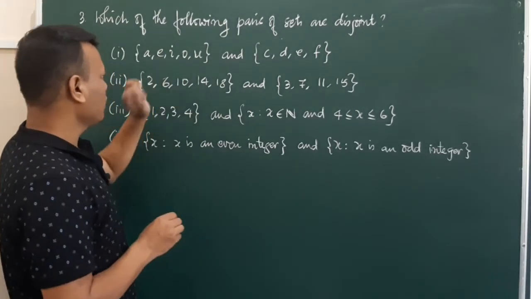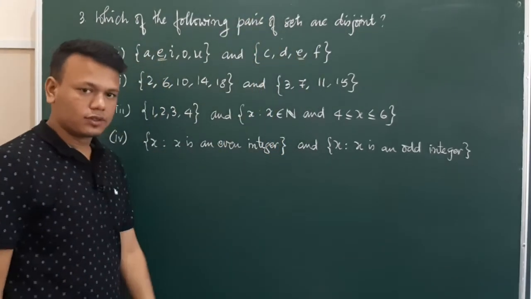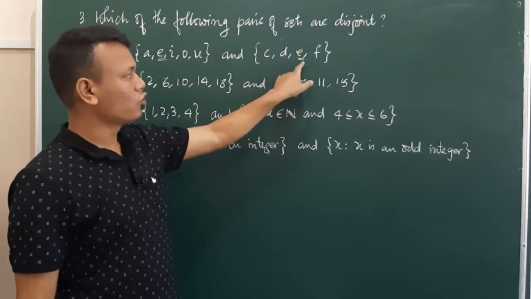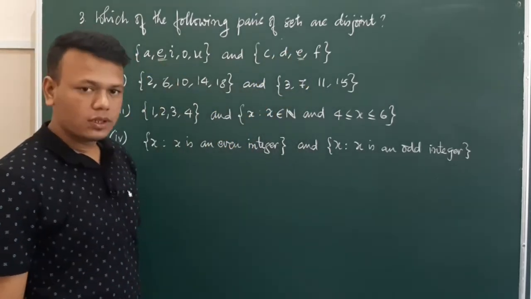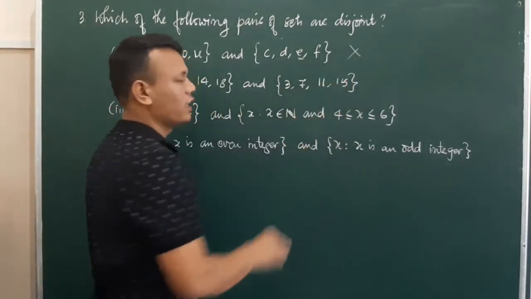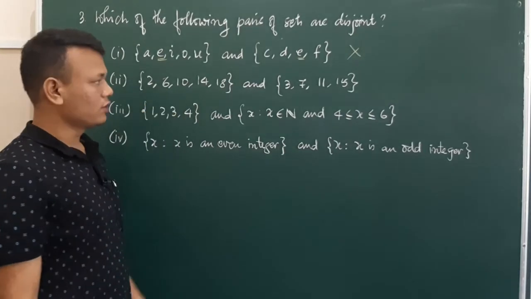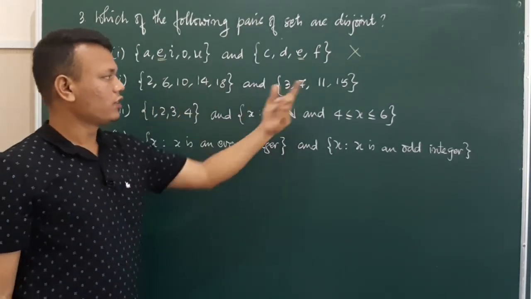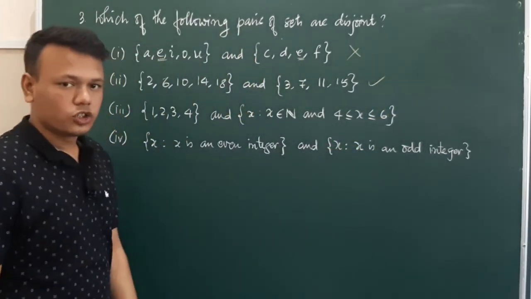Okay, so if you see here, this is common because this is a set of vowels, and in this we find that there is one more vowel, right? That means this and this are common, so that's why they are not disjoint pairs. All right, now let's see this one. Here we see that all are even, isn't it? And here we see that all are odd, so that's why this is a disjoint pair of sets.